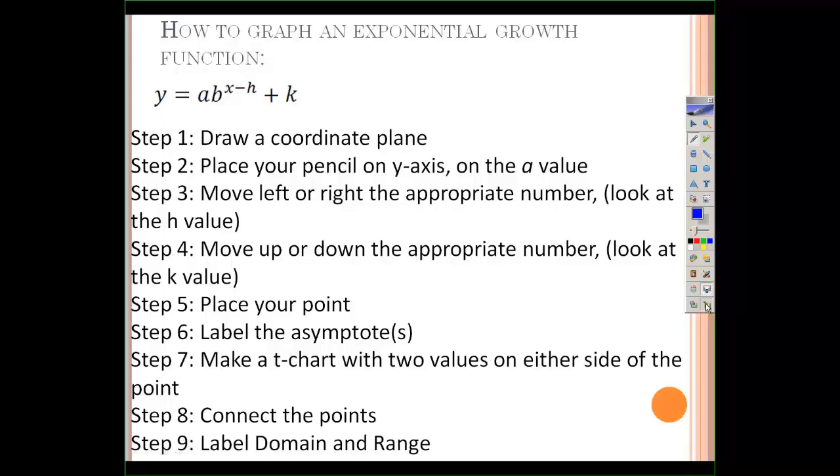Now, your asymptotes move with your k value. Yesterday, all our asymptotes were at 0. Today, the k value determines where your asymptote is. Then we make a t-chart with two values on either side of the point, connect the points, and label domain and range. It's going to be a nice smooth curve just like yesterday. It's going to be exponential growth. So here we go, let's take a look at one.